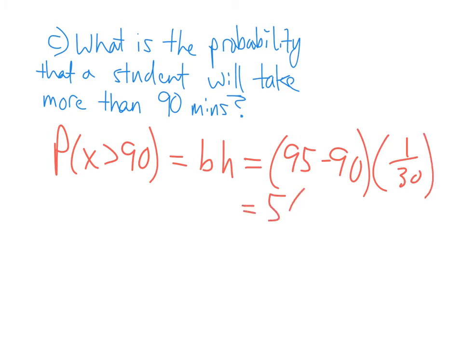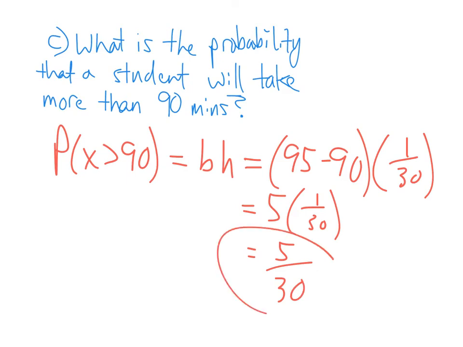So that's going to be 5 times 1 over 30, which is 5 out of 30. The probability that a student will take more than 90 minutes is 5 out of 30.